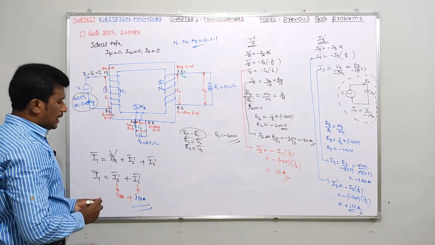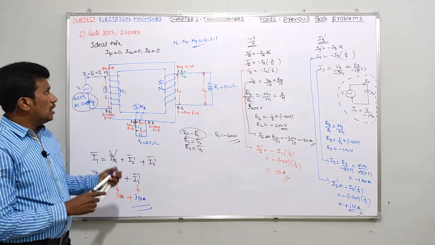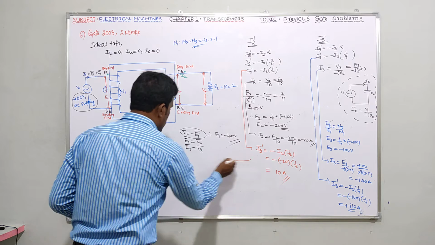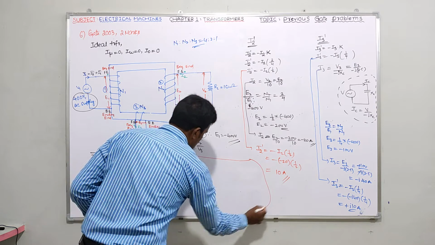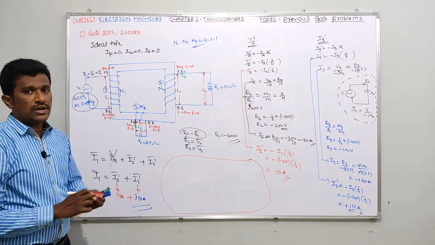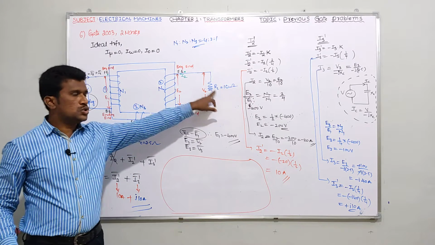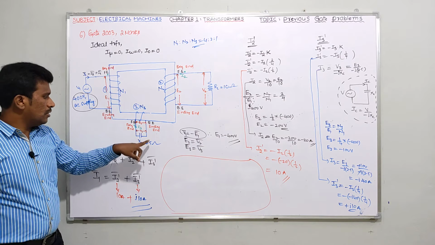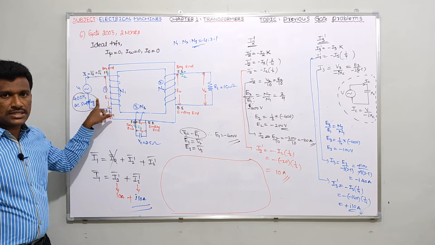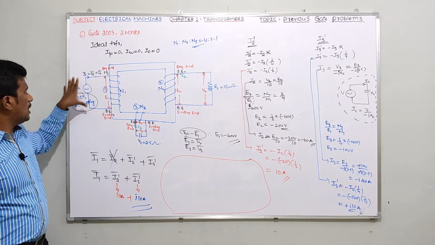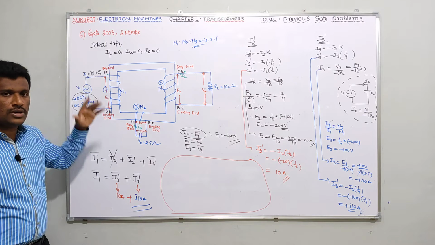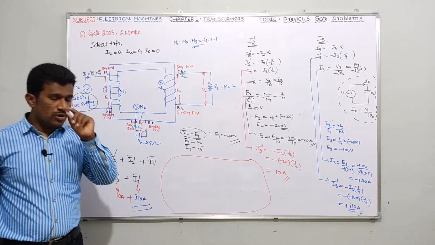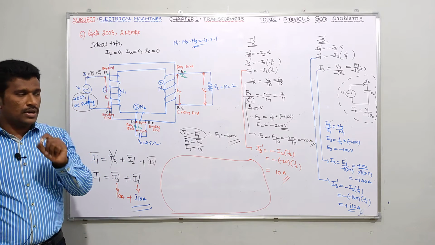This is the way you have to do question number 6. Some people want to do it in a different manner. They will refer this RL towards the primary, it becomes RL dash. They'll refer XC towards the primary, it becomes XC dash, and simply find the primary current phasor. You can do it like that also, nothing wrong, but be careful.